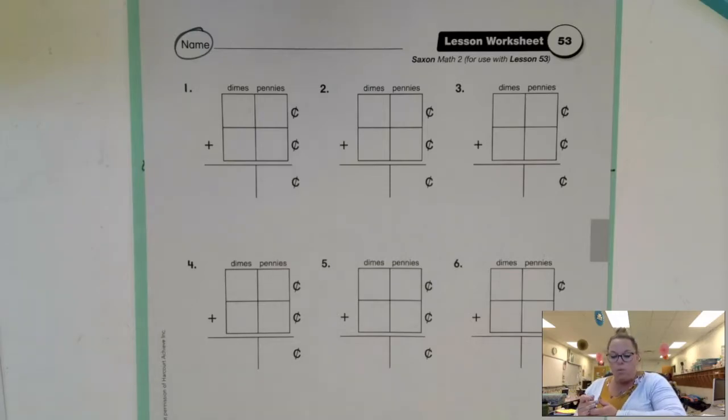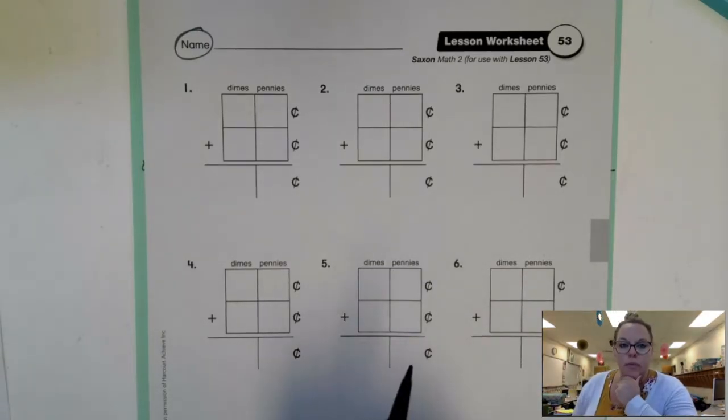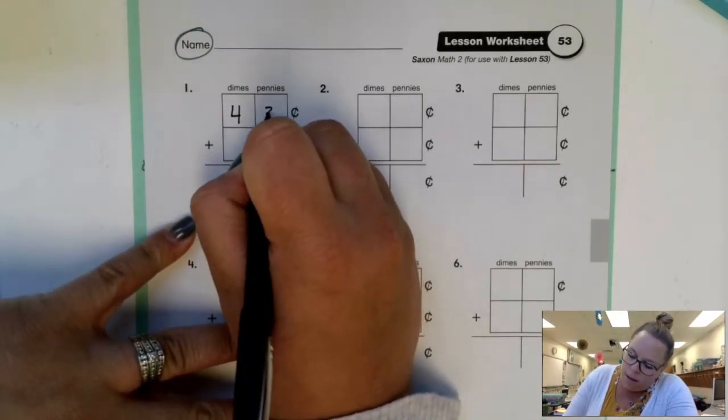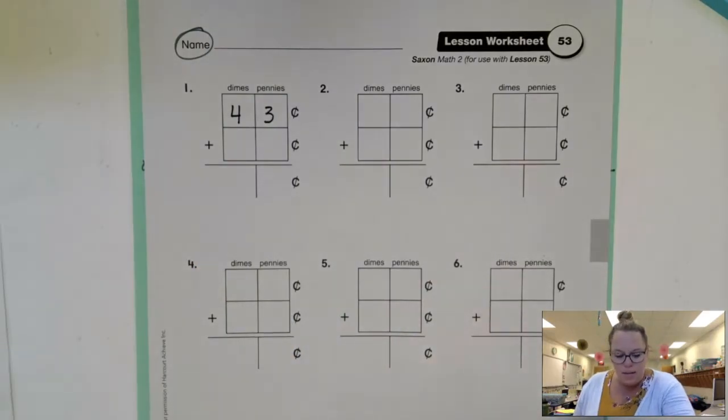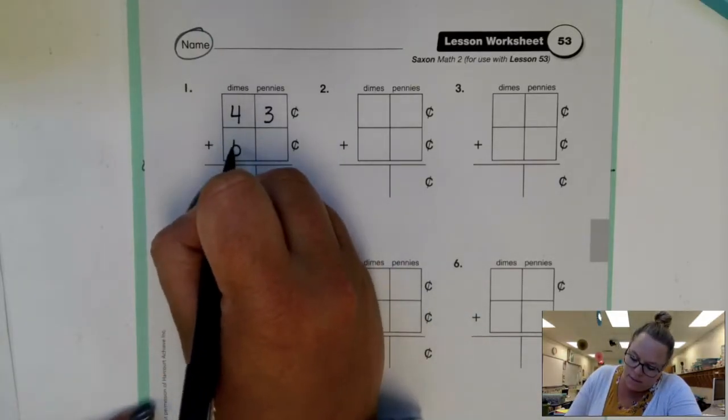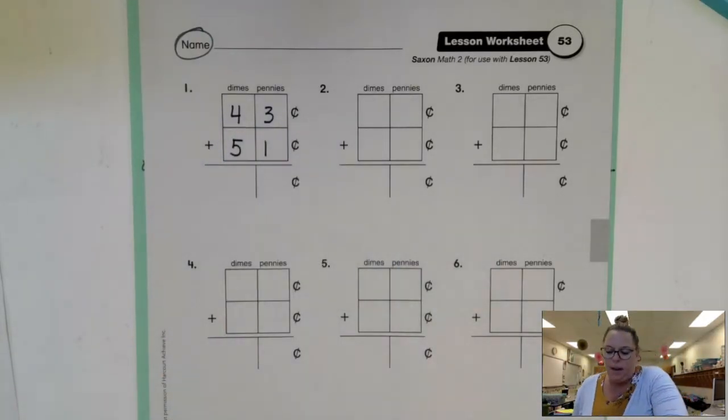We have 43 cents. If I have 43 cents, how many dimes and pennies is that? 4 dimes and 3 pennies. And I have 51 cents. 51 cents is 5 dimes and 1 penny. Now we're going to put all that together, and we want to know how many dimes and pennies we would have if we mixed them all together.